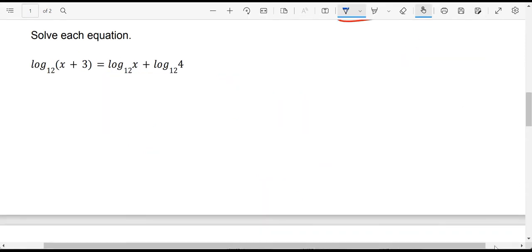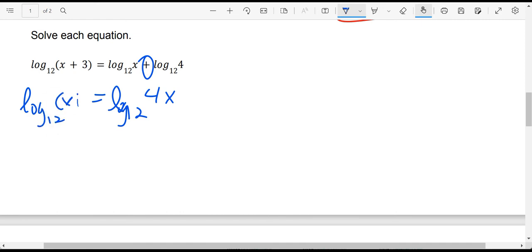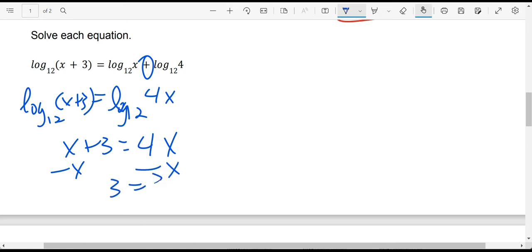There are also equations where we're going to have to use some of the properties we learned in the last section. You see a plus there, so you know right away you can combine it into one logarithm and multiply. So log base 12 of x times 4, which is 4x, equals log base 12 of x plus 3. We like the ones that have a log on both sides of the equation because we can just set what's inside our logarithm, in this case x plus 3, equal to 4x. Subtract x, we get 3 equals 3x. Divide by 3, x is equal to 1.